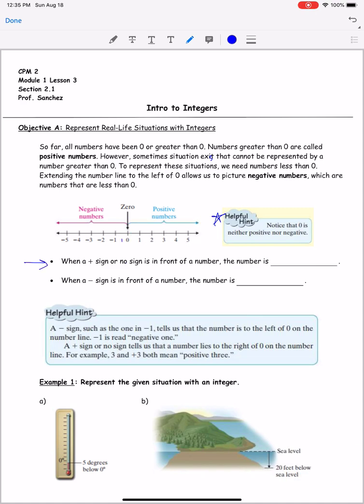So when a positive sign, or this is a big one, no sign is in front of a number, the number is positive. When a negative sign is in front of a number, the number is, of course, negative. The big one on this is that when you see no sign, that's known to be positive. So if you look here at this number line, it doesn't say +1, +2, +3, +4, +5. You've got no sign in front of it, so it's known to be positive.